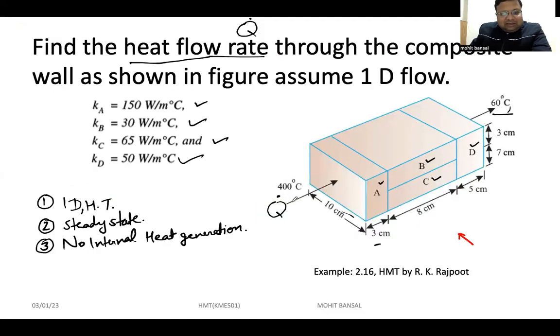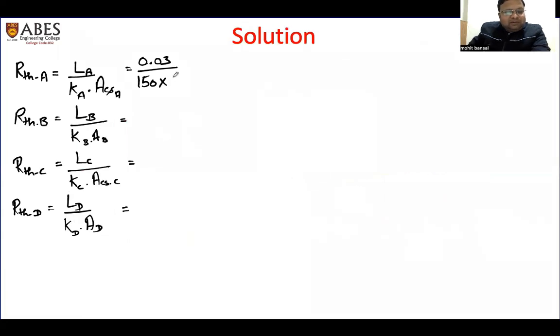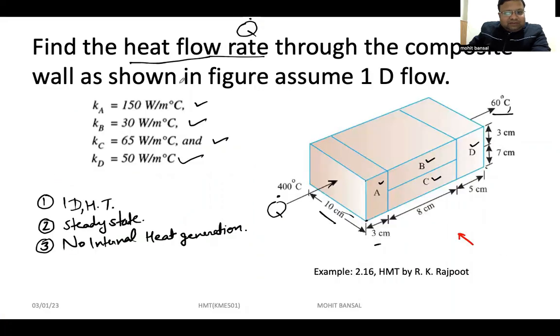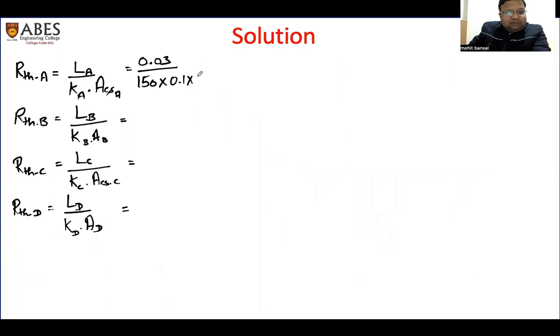Now the area which we take in the Fourier's law of heat conduction is the area which is perpendicular to the direction of heat flow. If the direction of heat flow is this, and we are considering unidirectional or one-dimensional heat flow, then the area considered is the one perpendicular to the direction of heat flow, in the x direction. So the area will be this 10 centimeter into this height, and the total height is 10 centimeter. So 10 centimeter into 10 centimeter will be the area of the face perpendicular to the direction of heat flow, that is 0.1 into 0.1. So here we will write the thermal resistance for A.